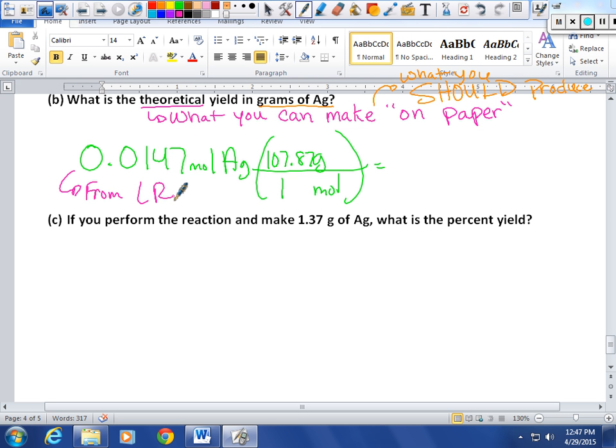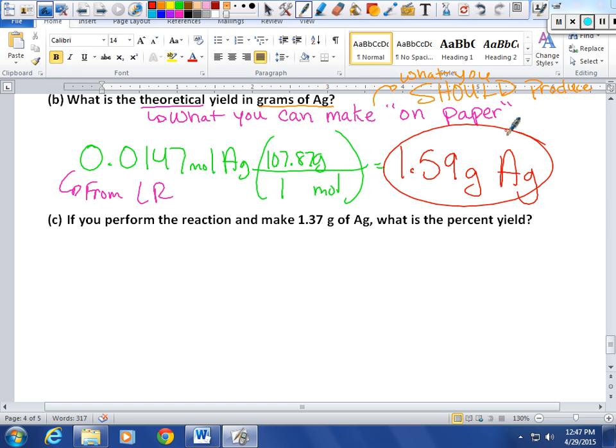Okay? Well, I need a value. I need an answer. What's the answer to this? 1.59 grams of Ag. So, this is what we should theoretically get. So that is like making 100 on our test. If we did the lab, and we got 1.59 grams of silver, you did it perfectly. Everything you did was flawless.